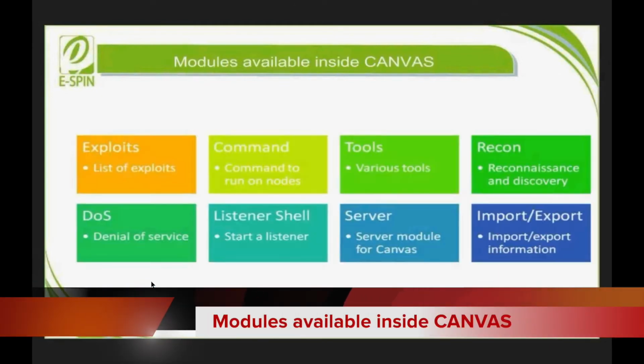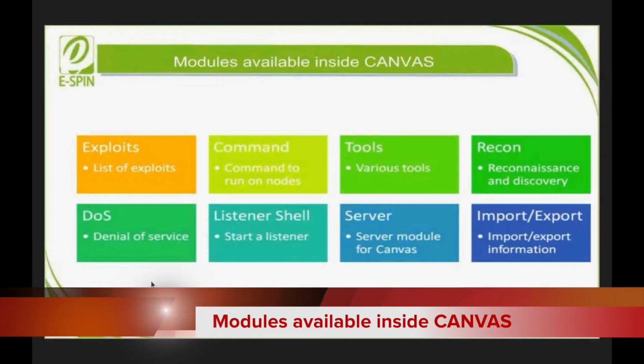Back to it, Canvas is a 2-in-1 pen testing tool, as I just mentioned. You must know what it can and cannot do. First, it is of course a pen testing tool. It comes with around 800 exploits. You have commands to run on a node. You can run the CLI, the command line, because the tool basically runs on a Python compiler, so it runs on Python scripts.